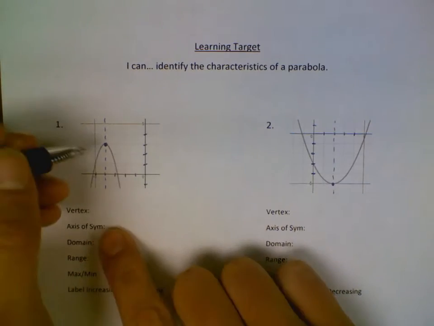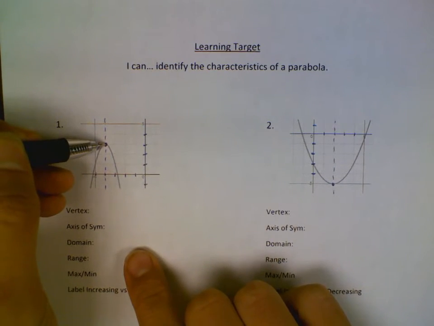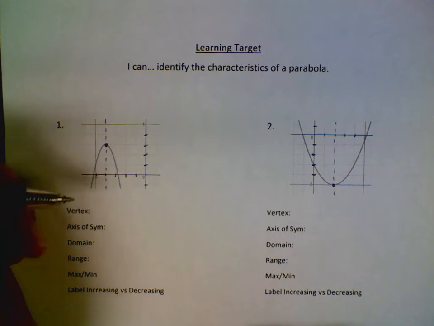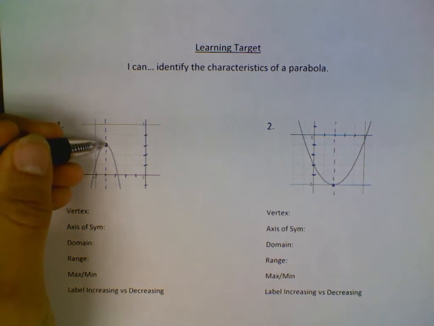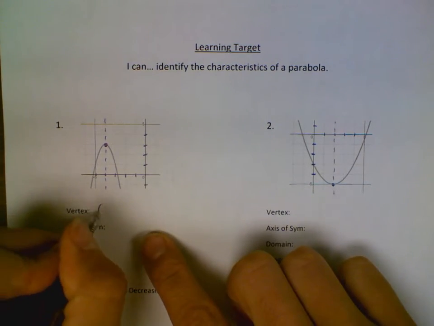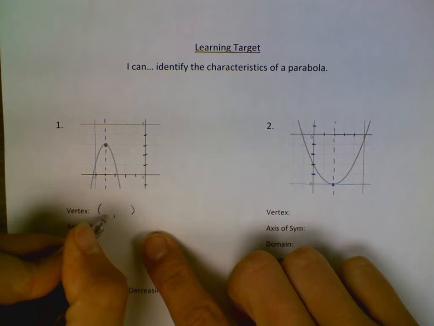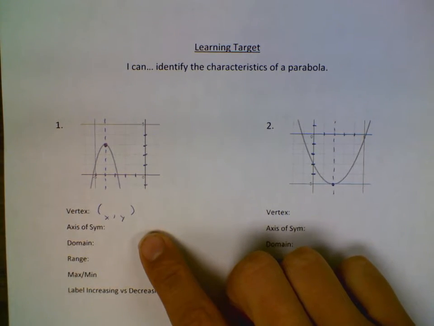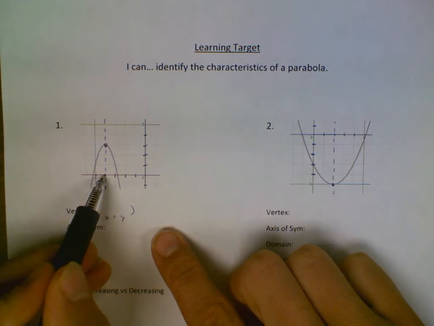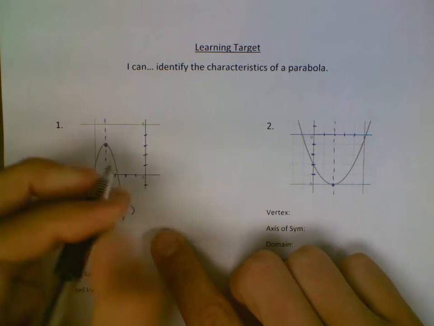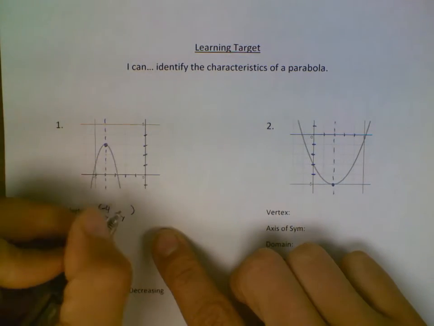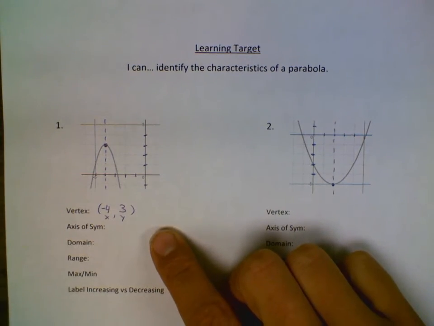So let's start with the vertex. Remember, the vertex is either the top of a parabola or it can be the bottom of a parabola like you see in number 2. But in this case, it's the top, and it's this point here at the very top. We're just going to list off the ordered pair, the coordinates of the x and y that make up that point. So here's the origin. You'll notice it goes left 4, so it's at -4. Then it's up 1, 2, 3. So we would say -4, 3 is the vertex.